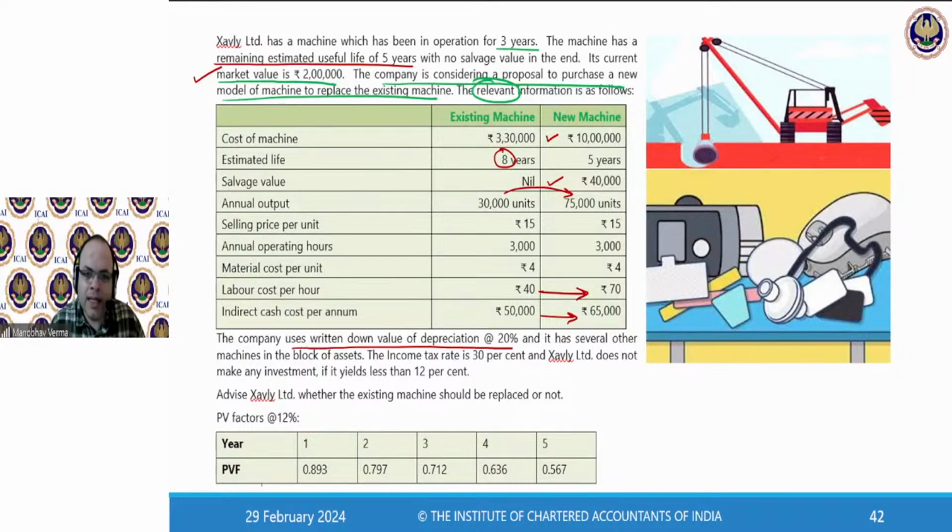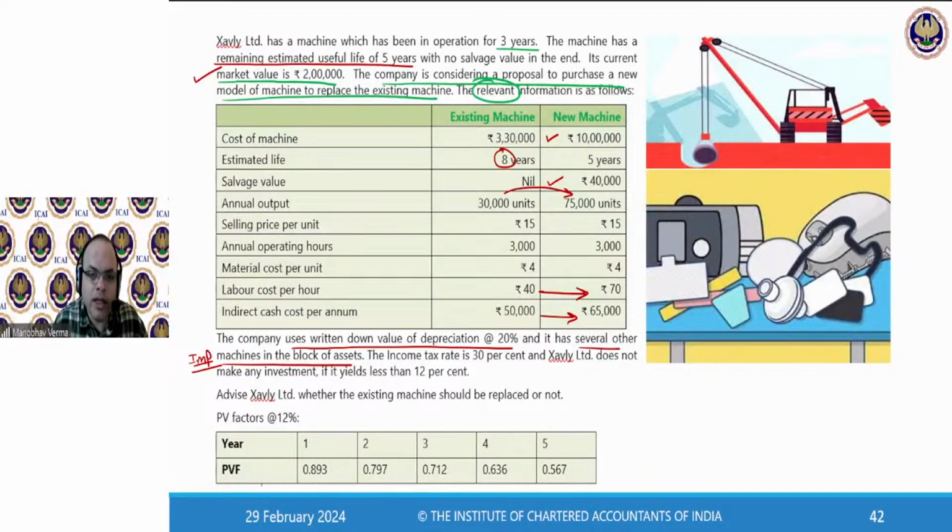And look at this one, guys. It has several other machines in the block of assets. This is important for us. Block of assets means we may not consider the gain or loss, but we may also consider the depreciation, how the depreciation will be calculated.